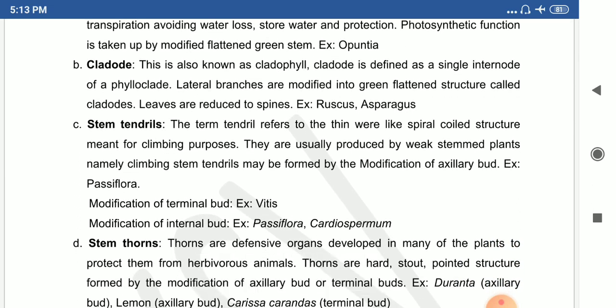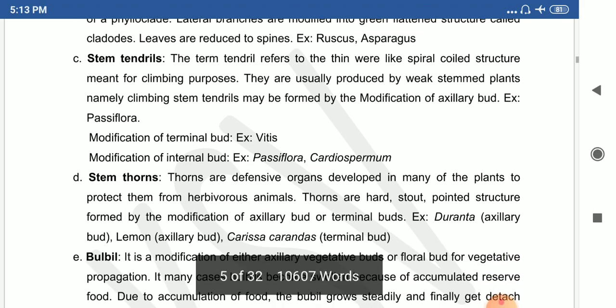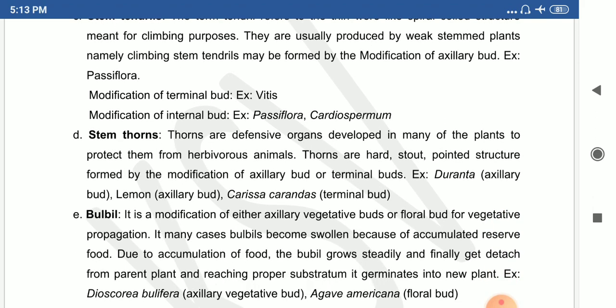Here the stem is modified into a tendril-like structure for mechanical support. The example is Passiflora, vitis. In some plants the stem is modified into a thorn-like structure. In the case of duranta, the axillary or terminal bud will be modified into stem thorns. Example, duranta, lemon plant. So these consist of stem thorns and bulbils.